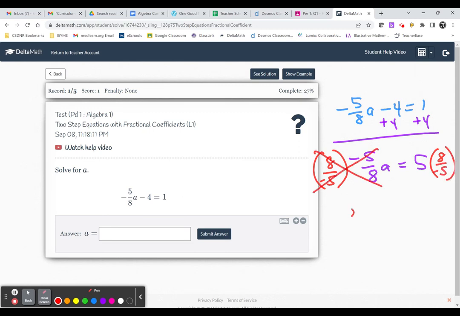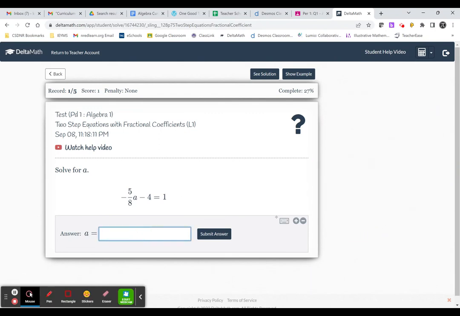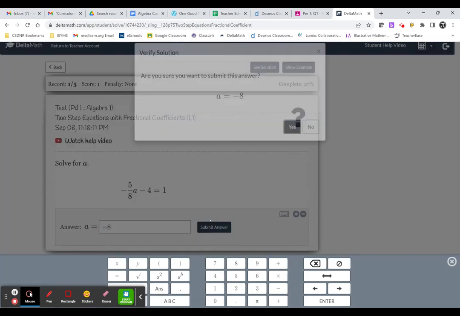These are inverses. And 5 times 8 is 40, and 40 divided by negative 5 is negative 8. Or 5 divided by negative 5 is negative 1, and negative 1 times 8 is negative 8. So negative 8 is the answer. Negative 8, and we're done.